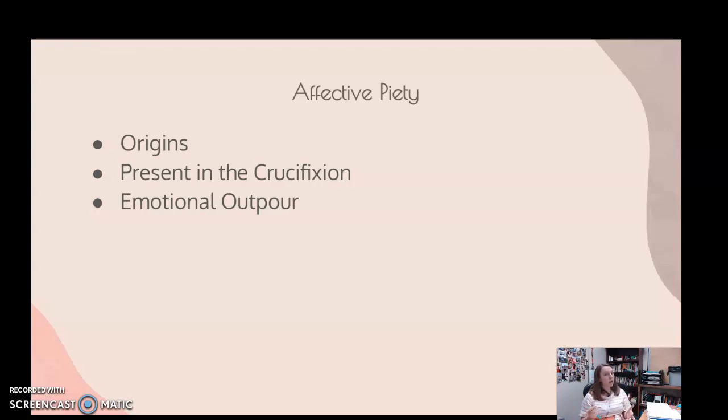But it's not just always negative emotions. Sometimes it's intense joy at the gift of salvation out of this kind of thing. But this is a very emotional and intense subculture going on at this time. And it's very common for a lot of the women writers. Not limited to them, but common for them.